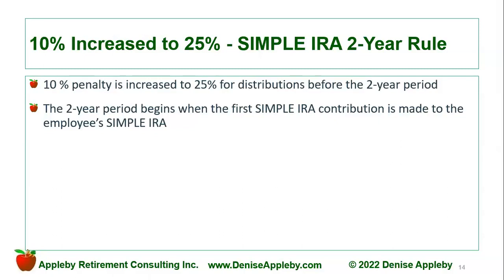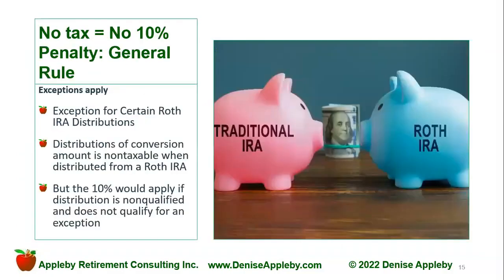So another item to add to your checklist as you're having that conversation with clients about taking early distributions is, is this a SIMPLE IRA? Because if it is, now we need to determine whether the distribution is occurring within the 2-year period. Because if it is, then the 10% early distribution penalty would be increased to 25%.